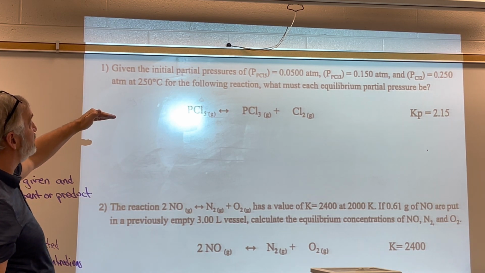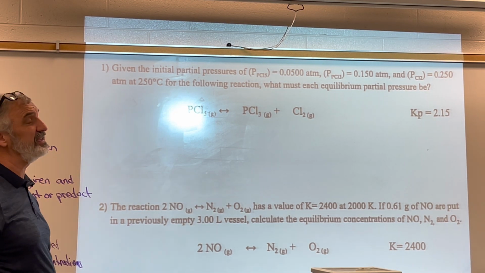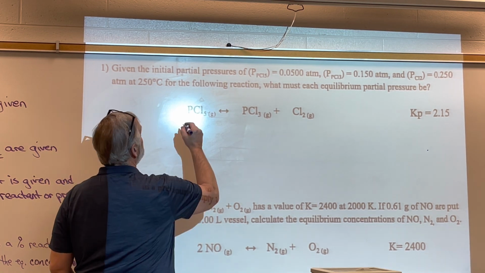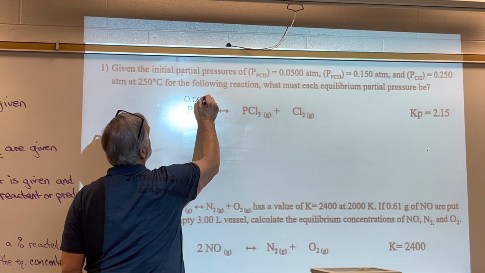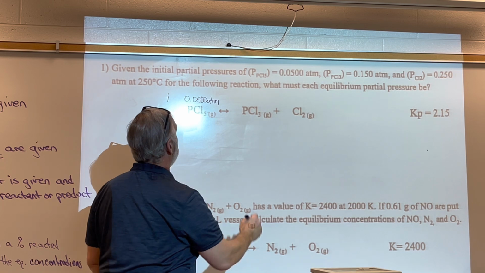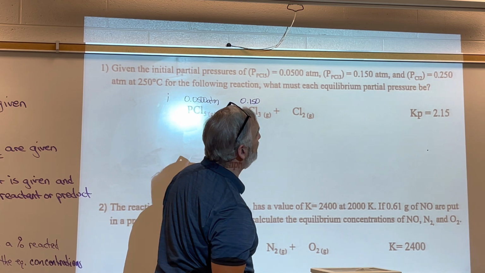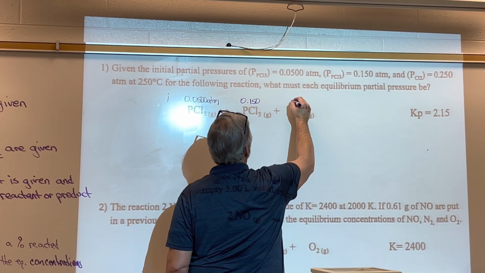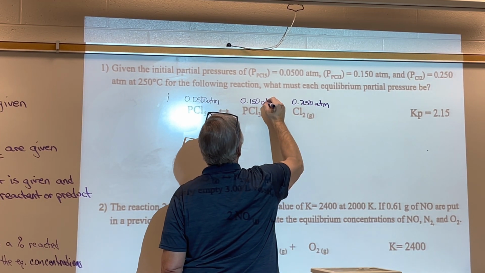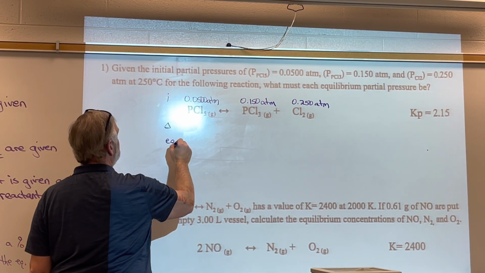So given the initial partial pressures, now we're going to be given the initial partial pressure, and we have to find the equilibrium concentrations. So the partial pressure of the PCl5 is 0.0500 atm. That's initial. The PCl3 is 0.150, and the Cl2 is 0.25. And those are all atmospheres. So that's my initial. So now we have change in equilibrium.